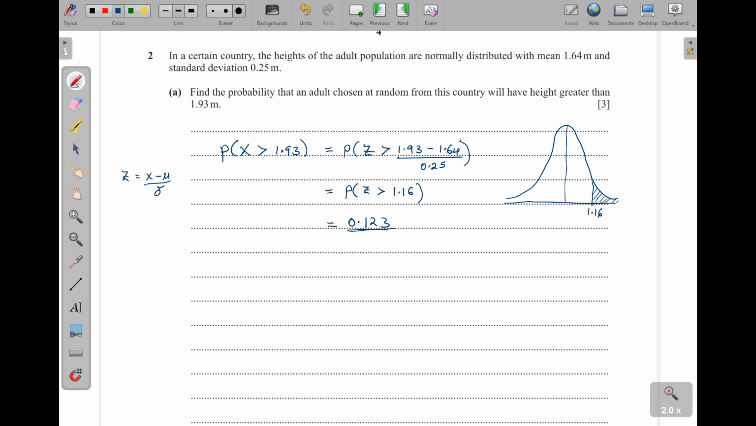0.123. But if you are using the table, this one you can read it. So this one here is actually going to be, since the normal distribution given is for the less than, for me to get this one, I'll get the total, then minus the less than this. So I'll say 1 minus probability of z less than 1.16. So we have 1 minus, let's check from the table what we get. The probability of z less than 1.16.